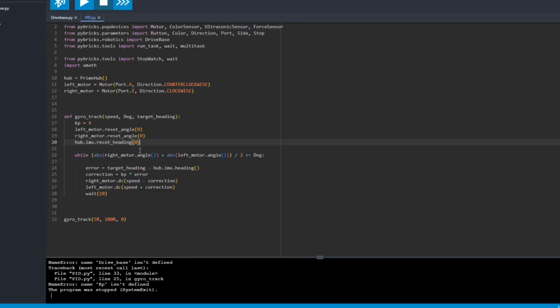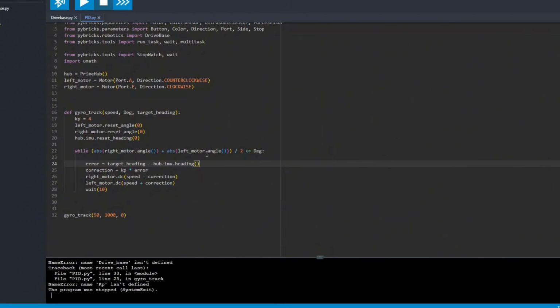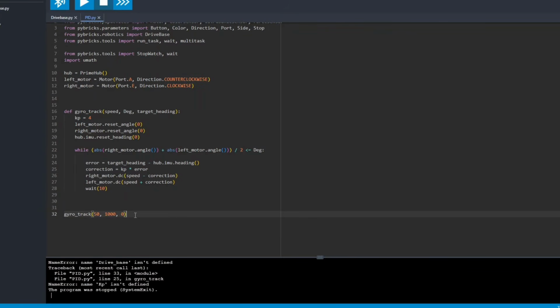And this is our loop condition. We take both motors' angles, get the absolute values, add them together, and divide by 2. That's the average distance traveled by both motors. The loop keeps running until the average reaches our target distance in degrees. Error equals target heading minus hub IMU heading, and then correction equals coefficient times error, and we apply the correction to the speed of our motors, and that's it. And we can use our function, and there is our speed, there is our degrees, and this is our target heading. And let's see it in action.